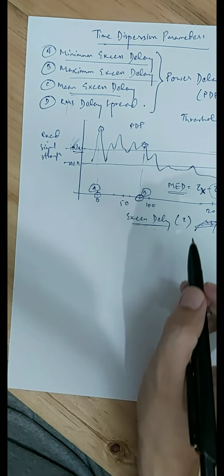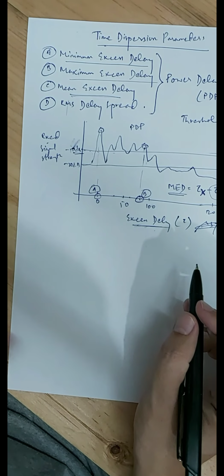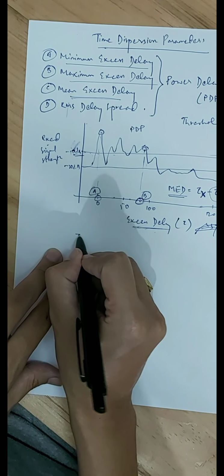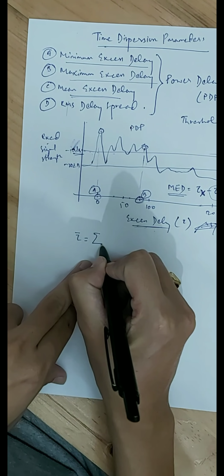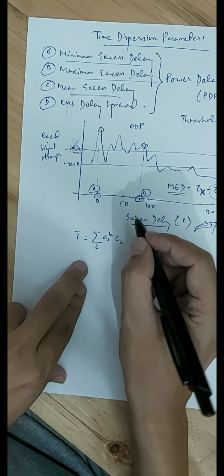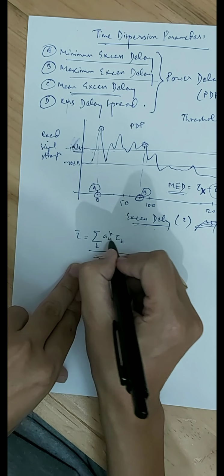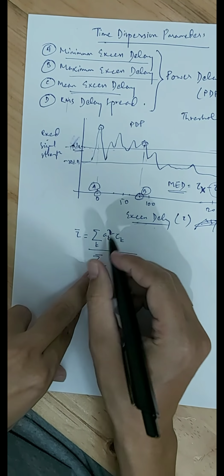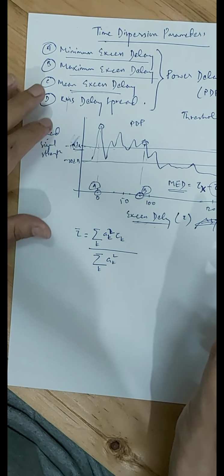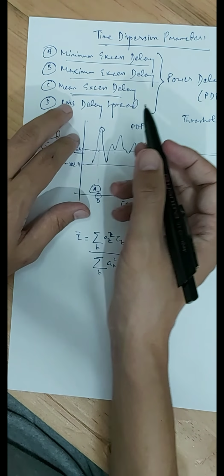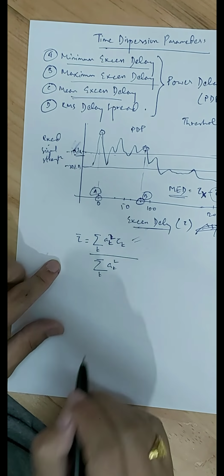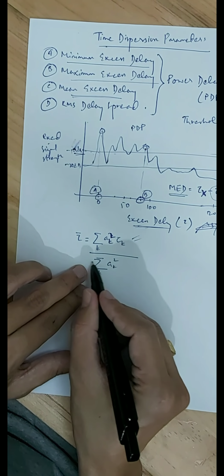Your mean excess delay is denoted by a formula: tau bar is equal to summation of a_k squared tau k divided by summation of a_k squared. Mean excess delay is the first moment of the power delay profile given by this formula: summation of a_k squared tau k divided by summation of a_k squared.